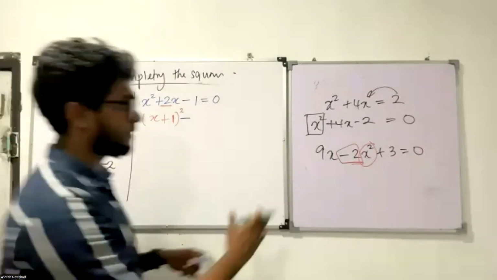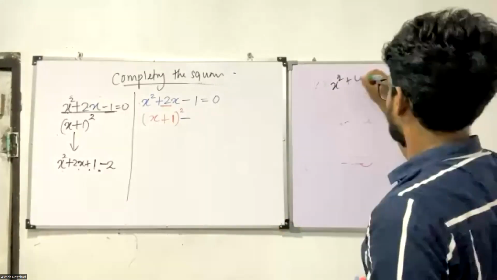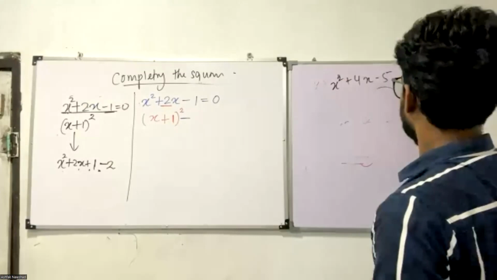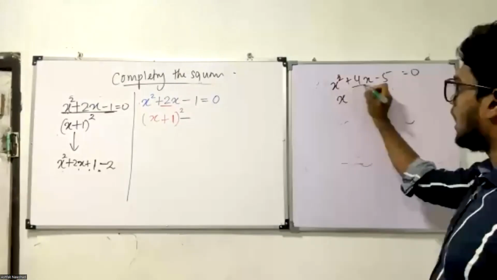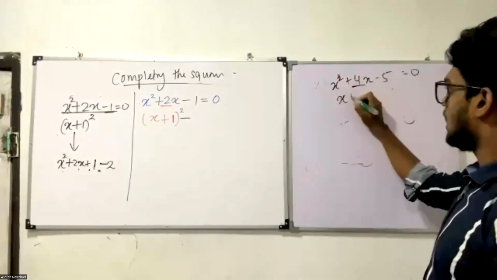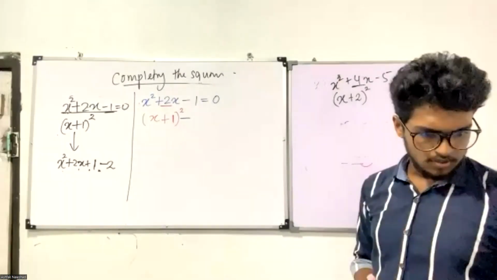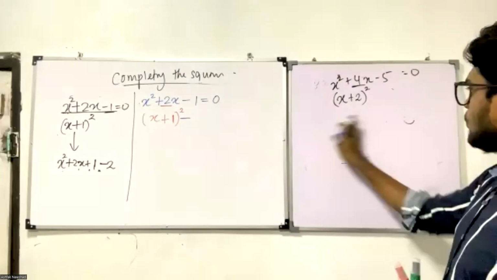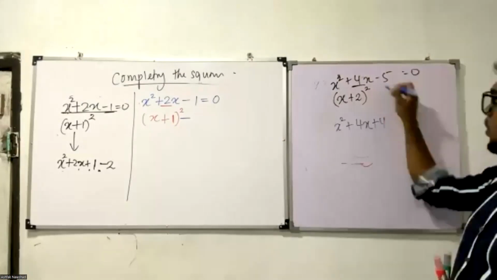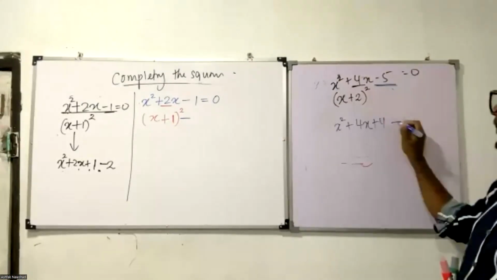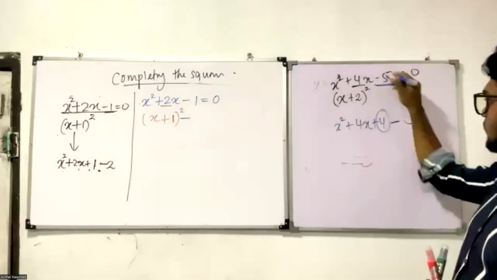Like you, try another example. See, I'll do another example: x square plus 4x minus 5 equals 0. Let's do it. What did we do? We wrote x instead of x square, and we half this. Half of this is 2, and we squared it. Now, if we expand this, we get x squared plus 4x plus 4. We get plus 4, but we need minus 5. So we'll definitely have to subtract something in order to make this minus 5.